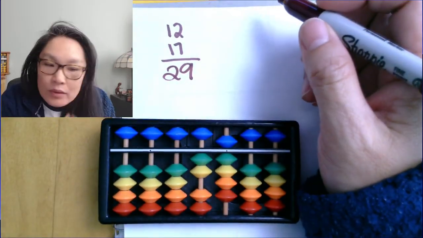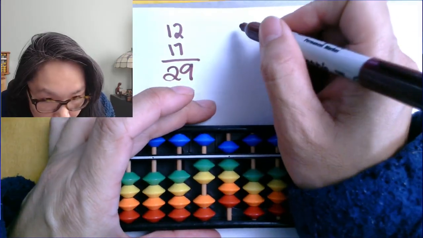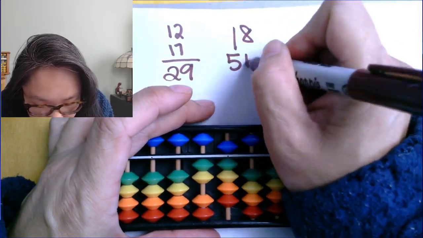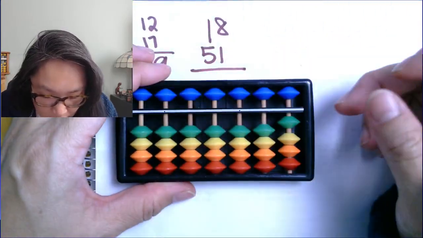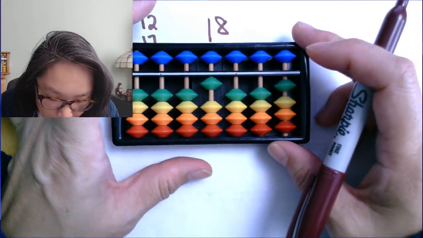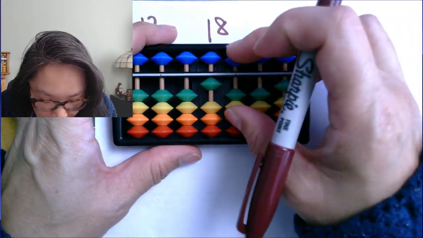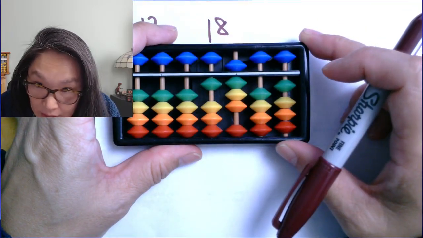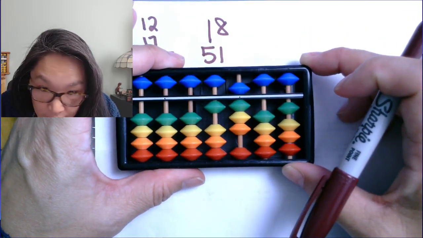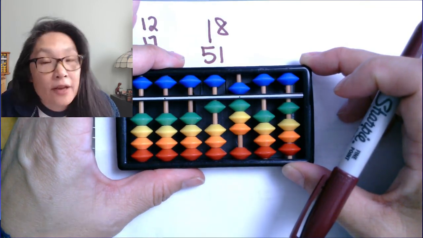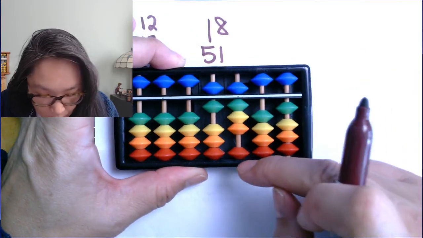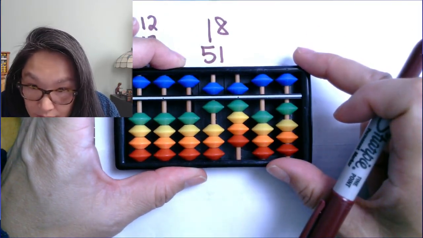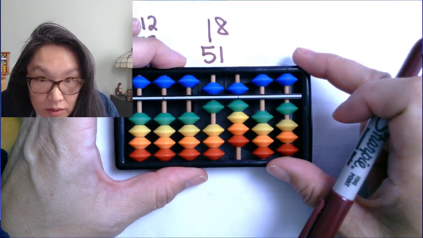So the next question, let's do another one. We'll do 18 plus 51. Again, the question is, do I have enough beads? I add my 1, and then I add 8. This is my 18. Now the next question is 51. Do I have enough beads to add 51? Yes, I do, because I add my 5, and I add my 1. And my answer is, what is my answer?